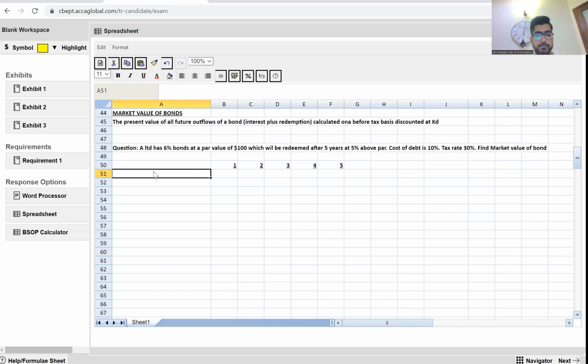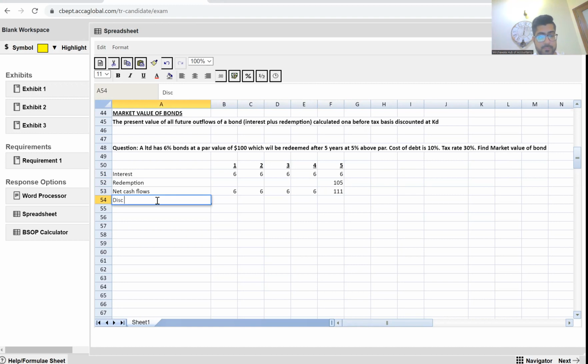There are two outflows of a bond: interest and redemption. The interest of the bond is calculated on a before tax basis, as I've told you in the definition. So interest is 6%. No need to deduct tax, like KD(1 minus T), where we take tax. Market value of bond is before tax basis. So 6% of par value 100, every year interest is 6. And redemption is at 5% above par, 105. These are the two outflows of a bond. You net them all to get net cash flows: 6, 6, 6, 6, 111.